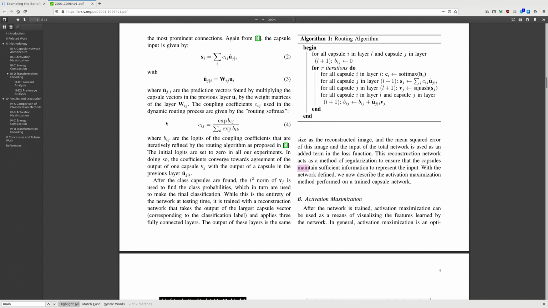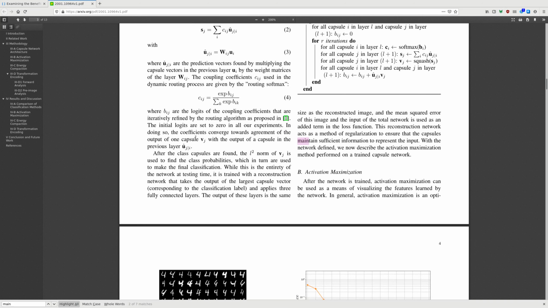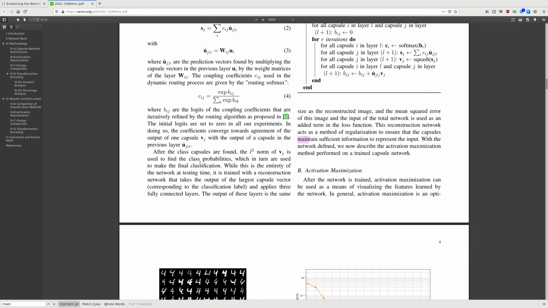Coupling, routing softmax. The coupling coefficients C used in the dynamic routing process are given by routing softmax, where b_ij are logits of the coupling coefficients that are iteratively defined by the routing algorithm proposed in 1. The initial logits are set to 0 in all experiments. In doing so, the coefficient converges towards the agreement of the output of one capsule with the output of a capsule in the previous layer.